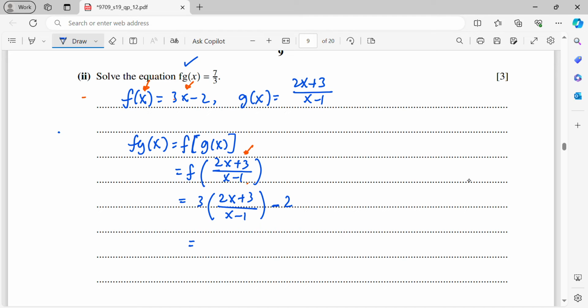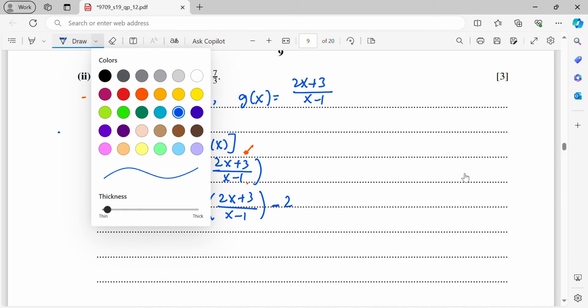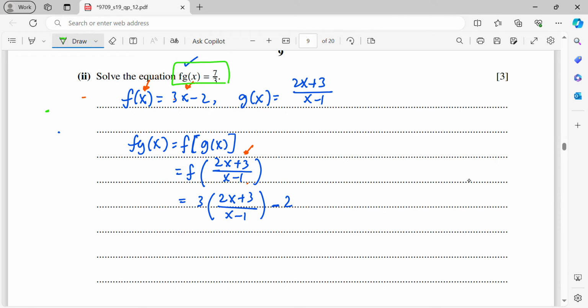Okay, so basically you can just write in this form first. No need to simplify because our purpose is to solve this equation. And now I have found the fg(x). So now I will just substitute this function into the equation. So fg(x) equals 7/3.